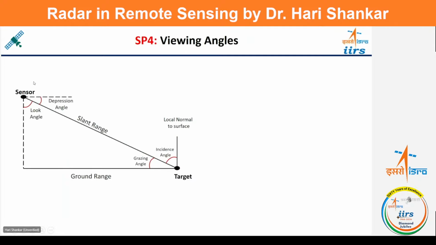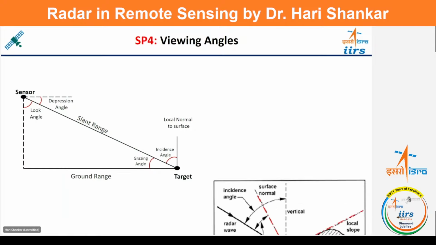So these are three types of angles. Here you can see very clearly that this is the look angle and this is called the depression angle. The sum of both is 90 degrees. So look angle plus depression angle equals 90 degrees, or the look angle equals 90 minus depression angle. Same thing here. The angle from the perpendicular to the slant range direction is called the incidence angle, and the angle from the ground to the slant range is called the grazing angle. The sum of both is 90 degrees, so incidence angle equals 90 minus grazing angle, and vice versa.